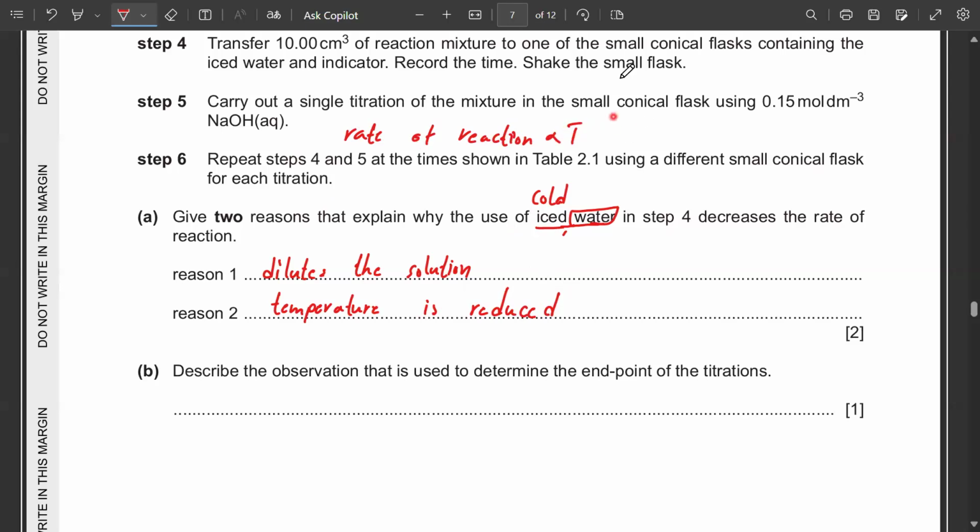And that is related to the effective collision frequency of colliding particles. When the temperature is higher, they have higher kinetic energy. They frequently collide with energy equal to or greater than activation energy. That's all we have already studied in AS and O level, so you will apply that concept. You just need to say the reason. You do not need to explain again.